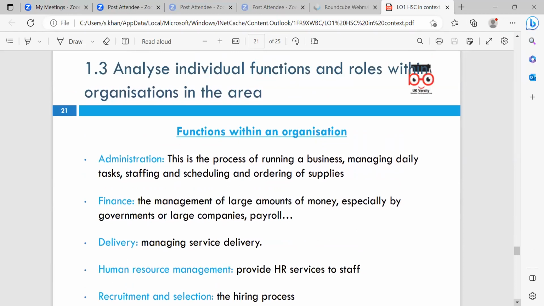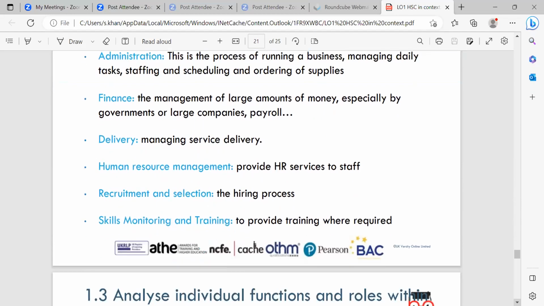1.3, analyze individual functions and roles within organizations in the area. So the functions within an organization: administration, this is the process of running a business, managing daily tasks, staffing and schedule and ordering of supplies. Finance is the management of large amounts of money, especially for governments or large companies. Payroll could be salaries, or anything to do with expenses or anything that they have to spend out. So this department deals with the whole finances for the NHS. Delivery is managing service delivery, so equipment that's coming in, medicines that are coming in, being delivered, any sort of services that are being delivered.